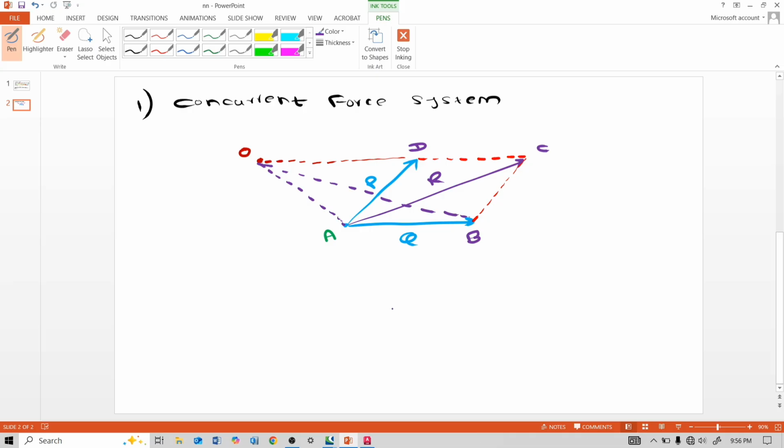So here this is our moment point. At this point O we will take moment. So take moment at point O. First take the P force moment at point O.